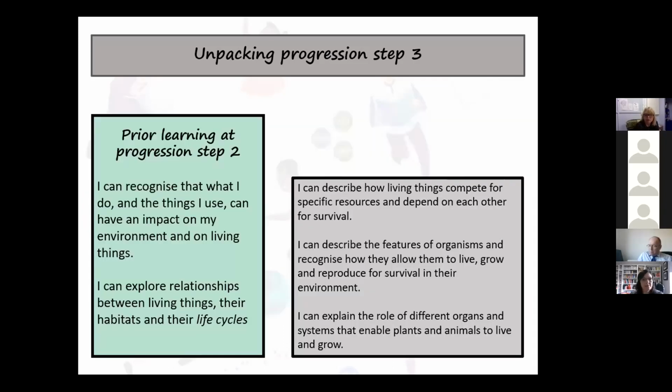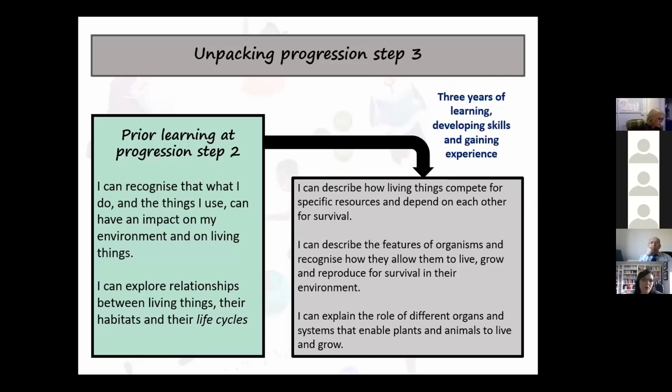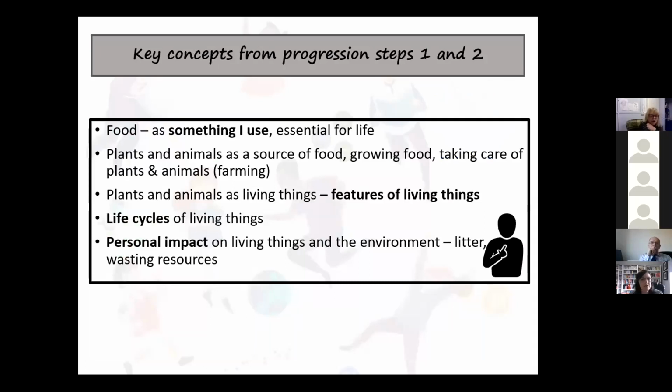So here's progression step 2. That's where they've come from. The blue box there is where they've come from. It says I can recognise that what I do and the things I use can have an impact on the environment and on living things. I can explore relationships between living things, their habitats and their lifestyle. So in 3 years, how do we move from that concrete understanding that they've got at progression step 2 to increased understanding? As we look at those descriptions, they're describing how they compete, describing the features, explaining the roles of the different organs. So this is where they're coming from at progression steps 1 and 2.